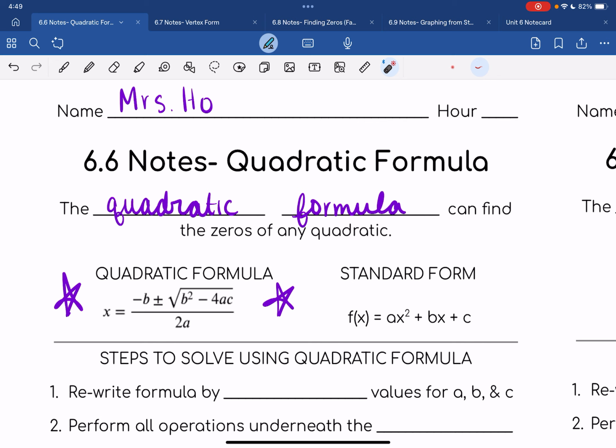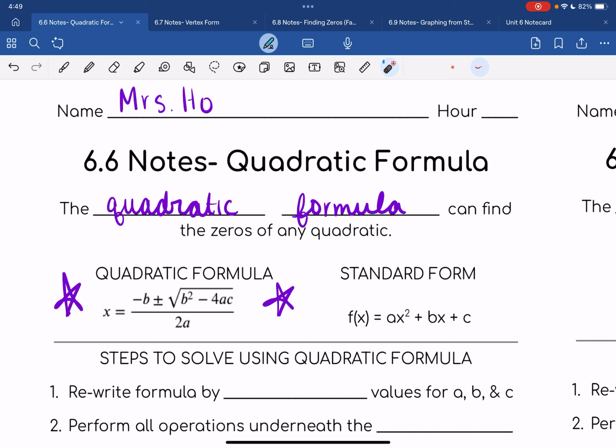It's going to help us find both zeros, if there are two zeros, if we have a positive discriminant, of a quadratic. And for our problems today, we're just dealing with problems where we have a positive discriminant. So if you guys remember back from 6.5, if we have a positive discriminant, we have two zeros, so that's what we're dealing with today.